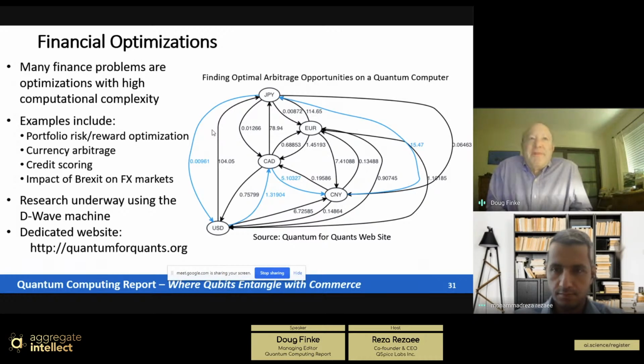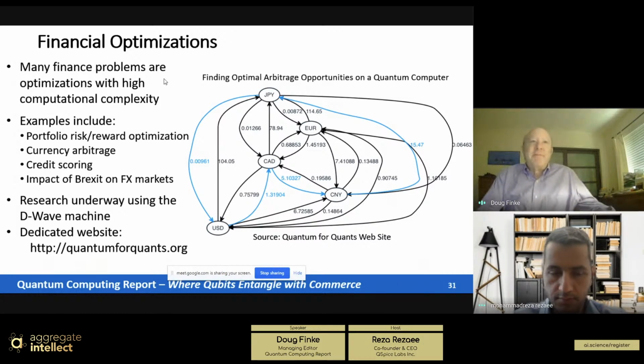Finance is a big one, because there's a lot of money involved. If you're a portfolio manager and you have a $1 billion portfolio and you can use a quantum computer to, let's say, increase your average return from 5% to 6%, that 1% may not sound like a lot, but when you multiply it by $1 billion, it really is.